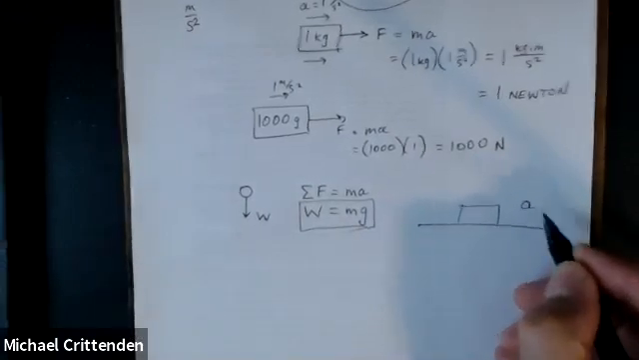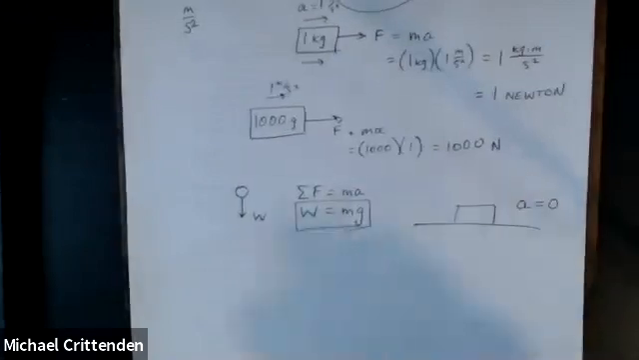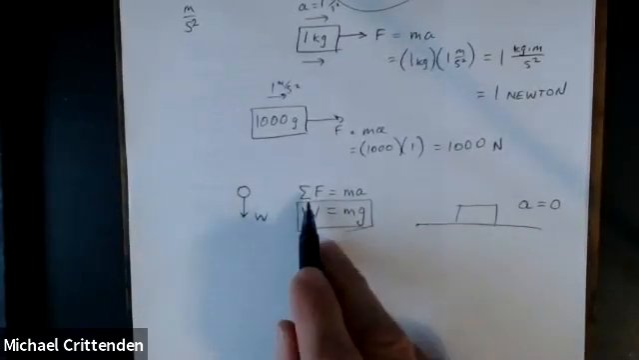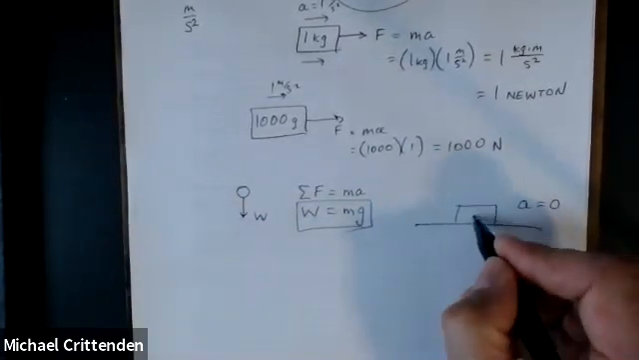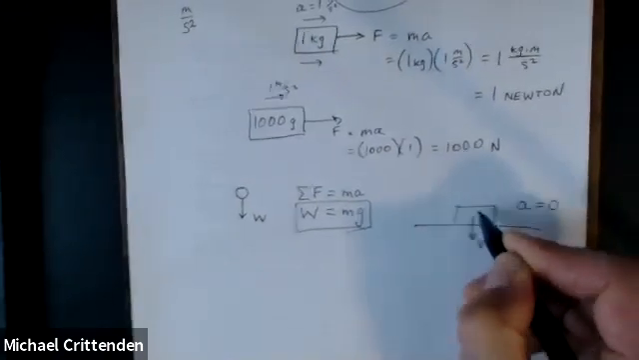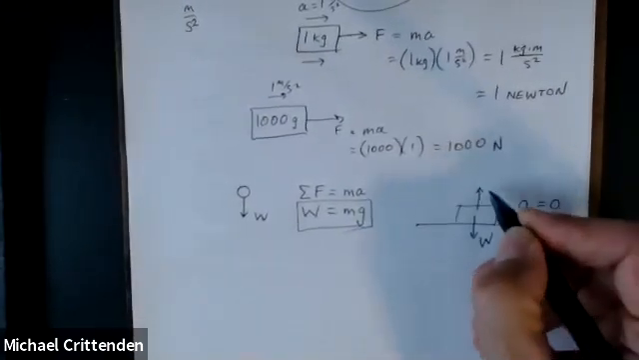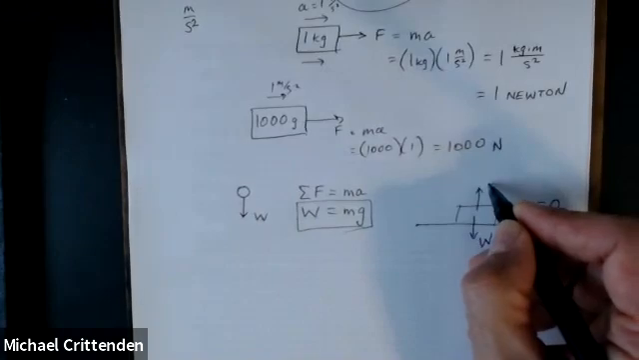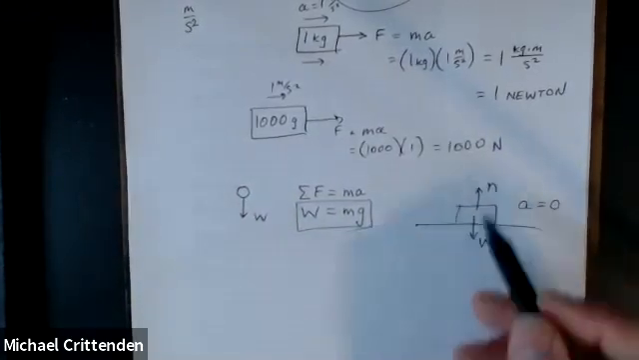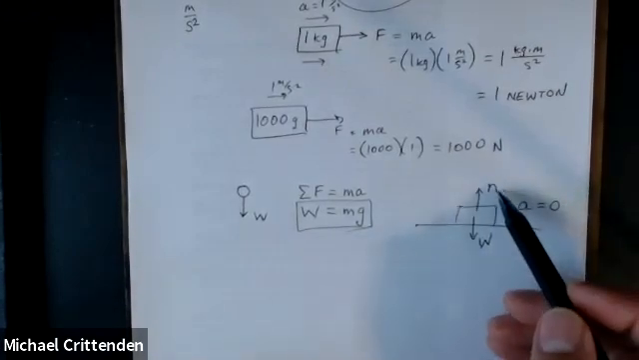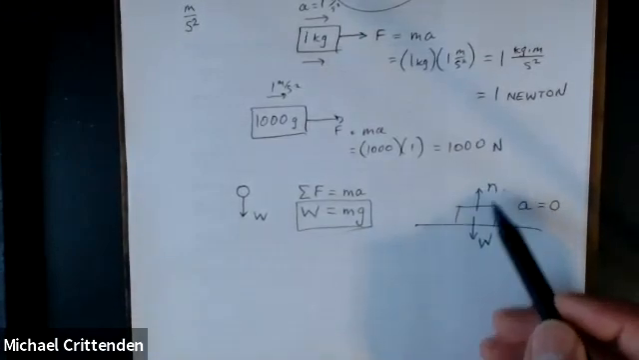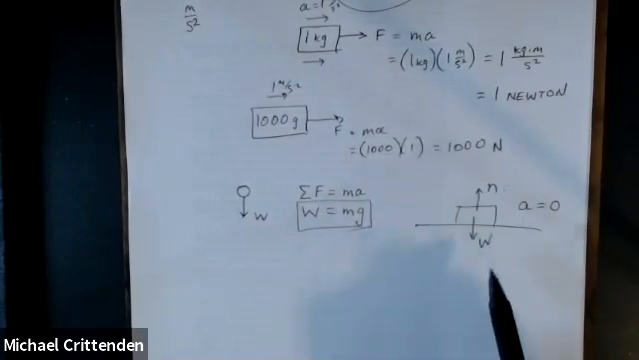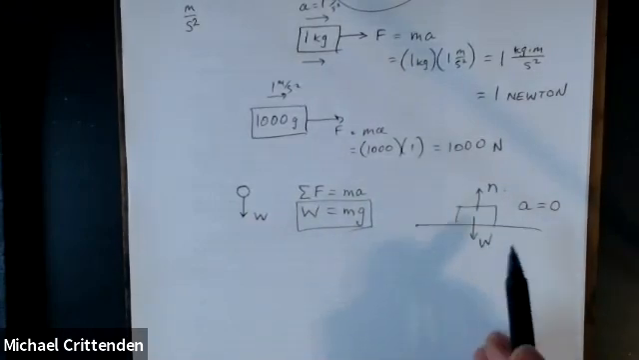But if you've just got a box sitting on a table, a equals 0, okay? And the net force on it, N for normal force. I'll explain that, that's coming up, but why I've used the letter N for that. But for now, let's just say that's the supporting force from the table that it's sitting on, okay?